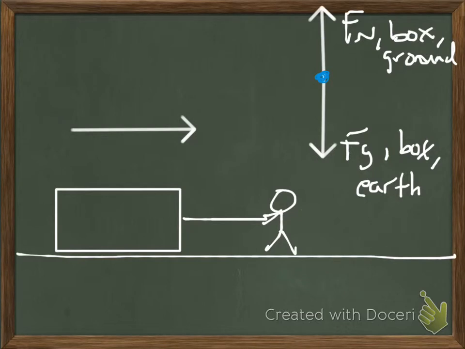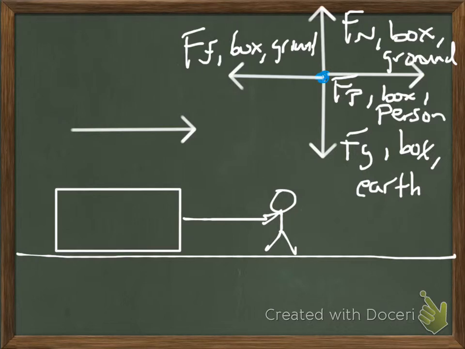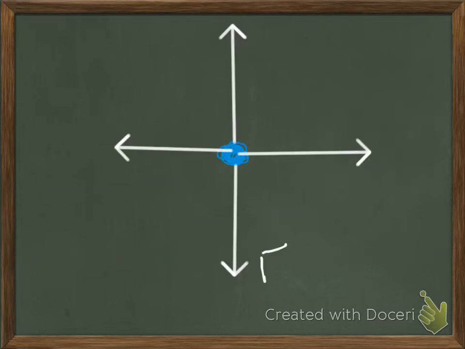The floor is pushing back on the box to keep it from falling through the floor. There's going to be some friction acting on the box because it's going to be really hard to move. And then obviously the last one is me. I'm pulling on the box. So I'm going to redraw this on the next page so that you can see more clearly what's happening.